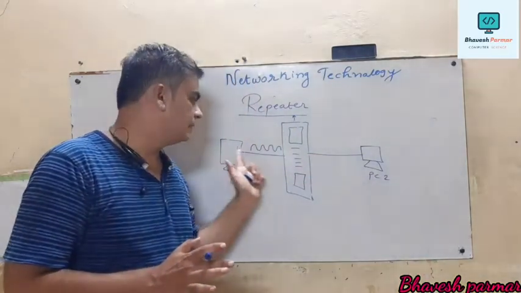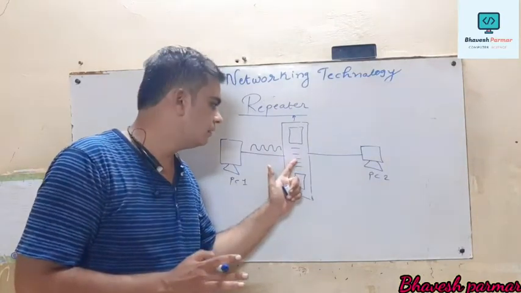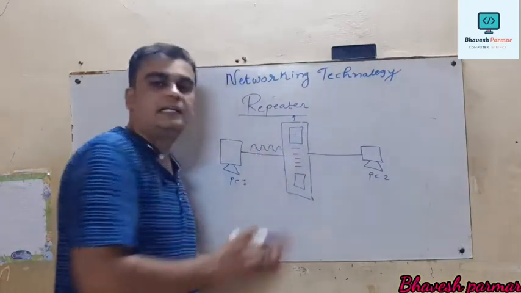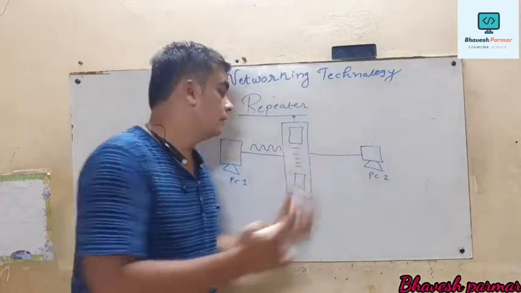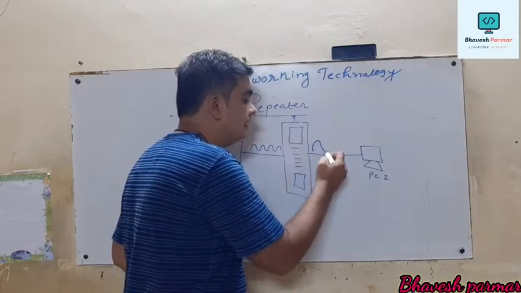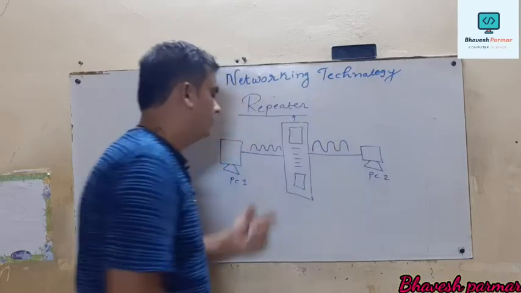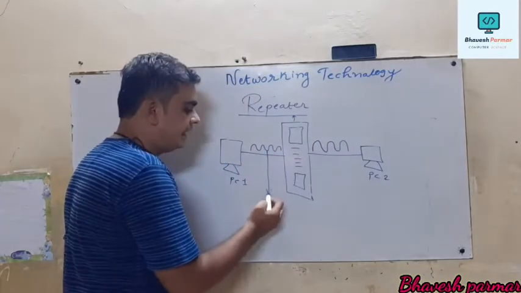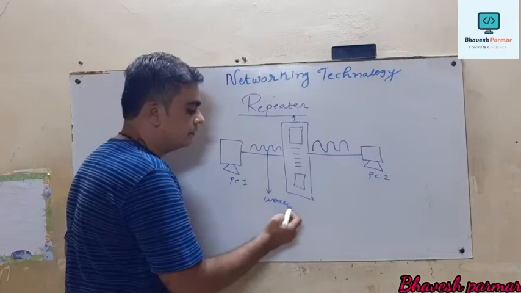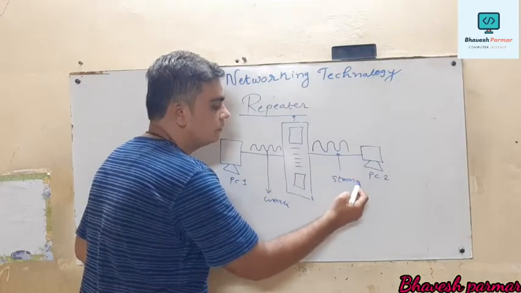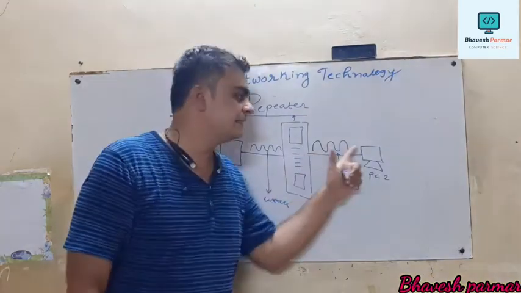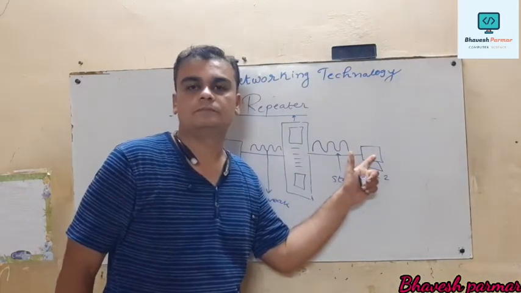Repeater accepts the signal from one computer, then processes it, amplifies it, regenerates the signal and transmits it to the destination computer. So what it actually does is accept this weak signal, convert it into a strong signal, and pass it to the destination computer.